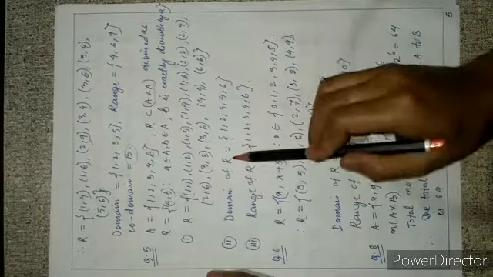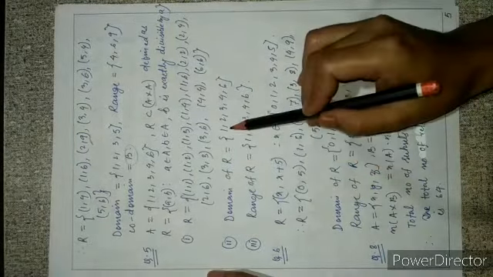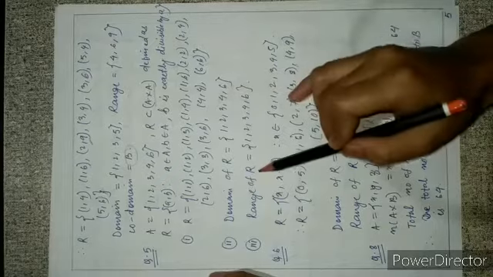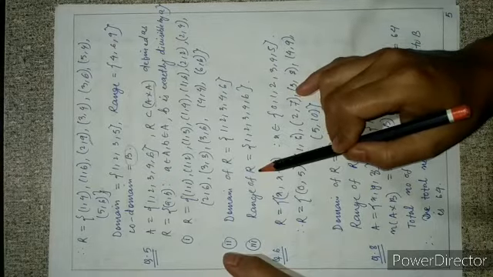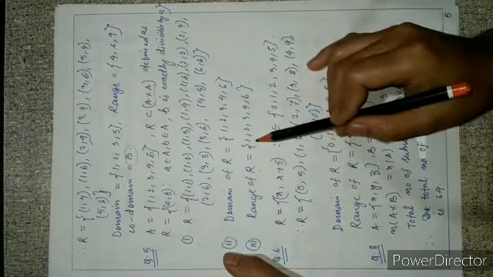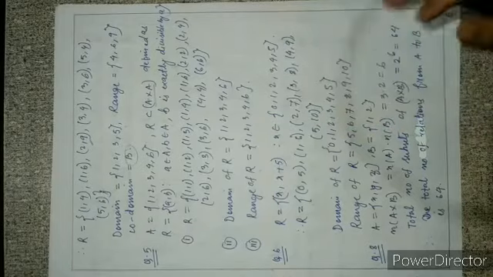Number 2, domain of R. Domain of R is 1, 2, 3, 4, 6. Then range of R. The range is the same: 1, 2, 3, 4 and 6.